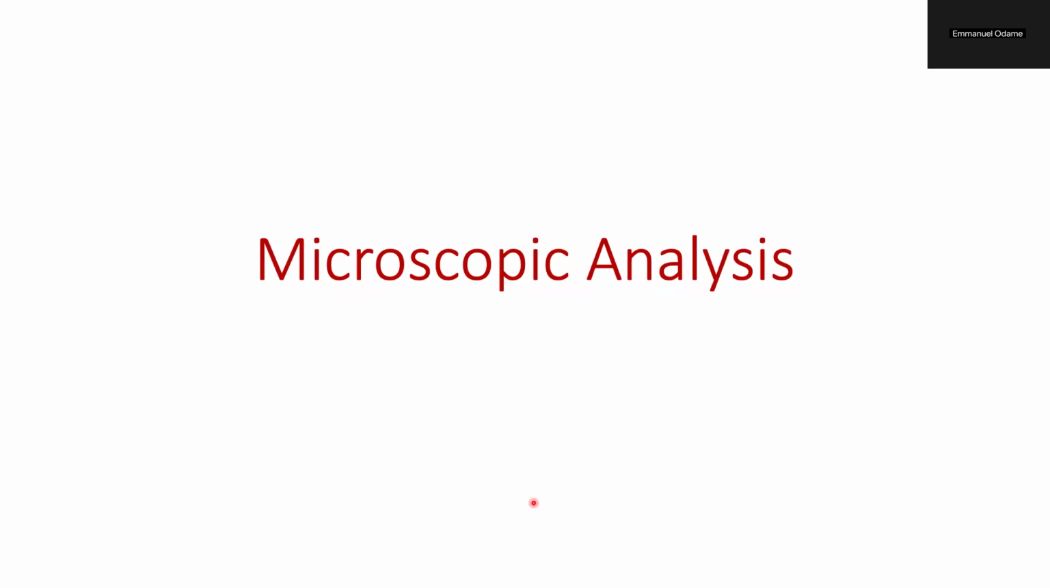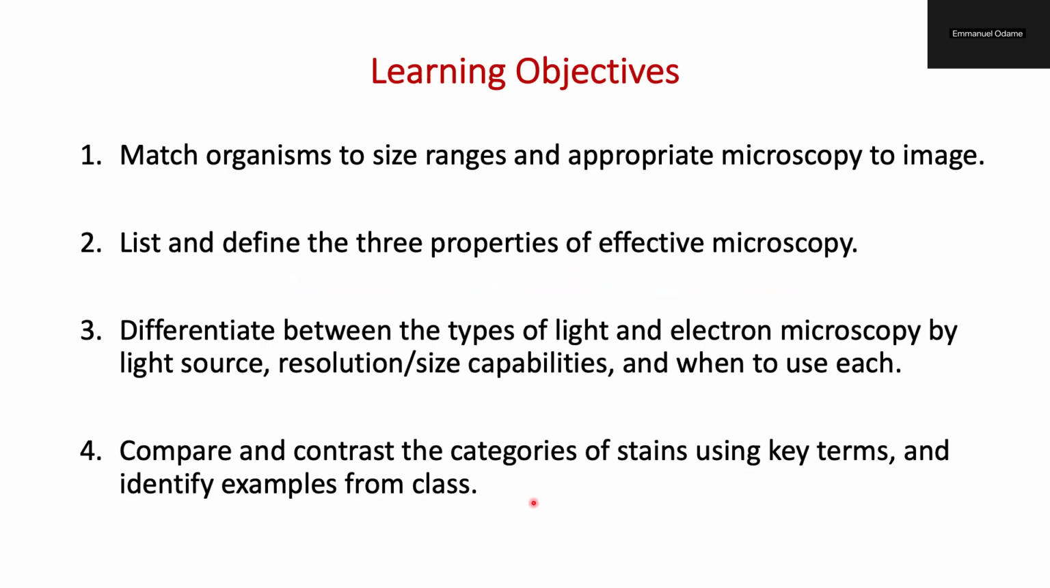Today's class is about microscopy, and the whole objective is, first, to match organisms to their size ranges and appreciate how a microscope enables us to see microorganisms. The second objective is to learn and define three properties of an effective microscope. Then to distinguish between light and electron microscopes. And lastly, to identify different staining categories and when we have to use them.